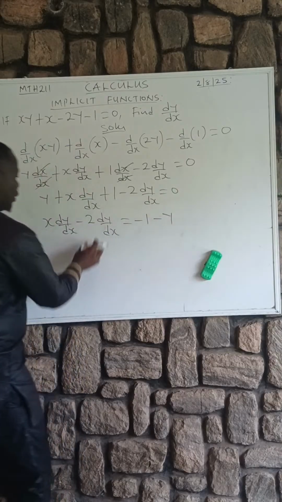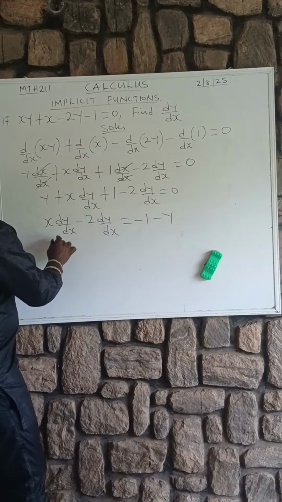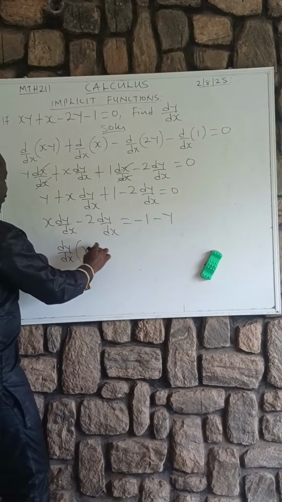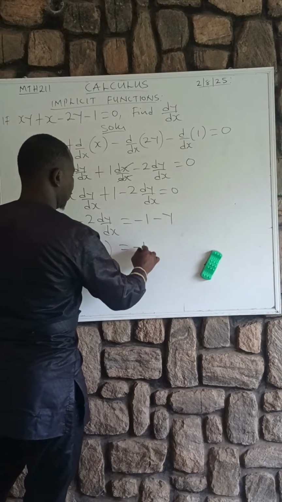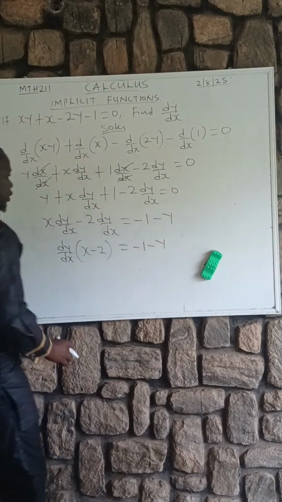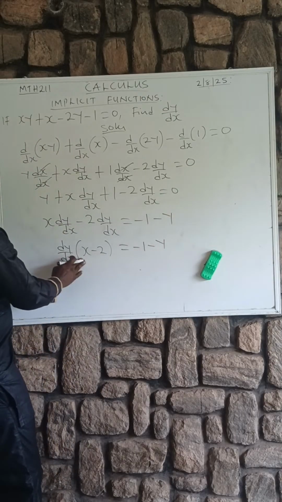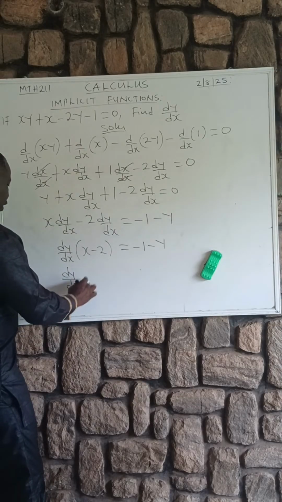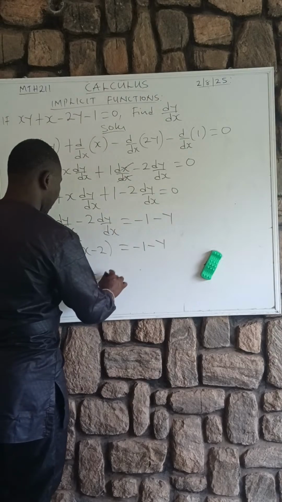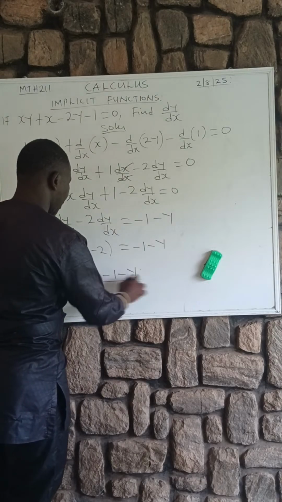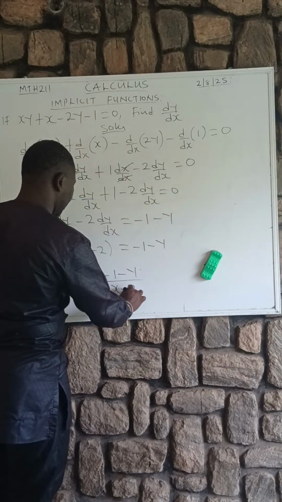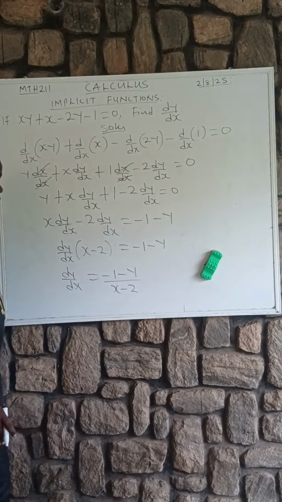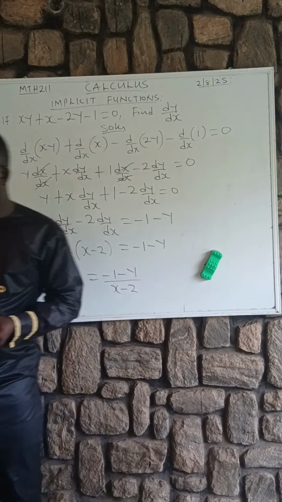So what is common? dy/dx is common: dy/dx times (x minus 2) equals minus 1 minus y. So we divide through by x minus 2. So dy/dx equals (minus 1 minus y) all over (x minus 2). True or false? This is what you are supposed to have. Look at the board.